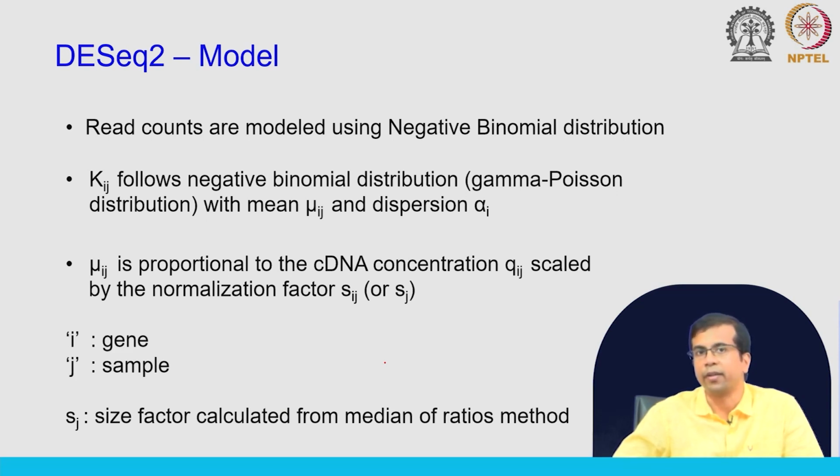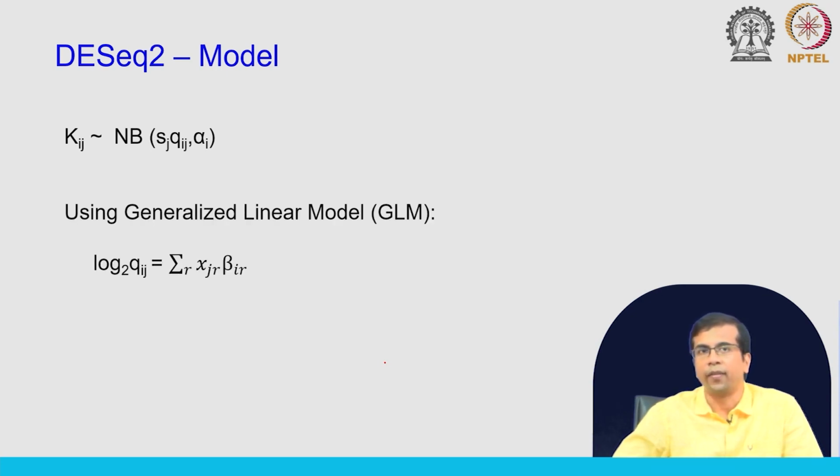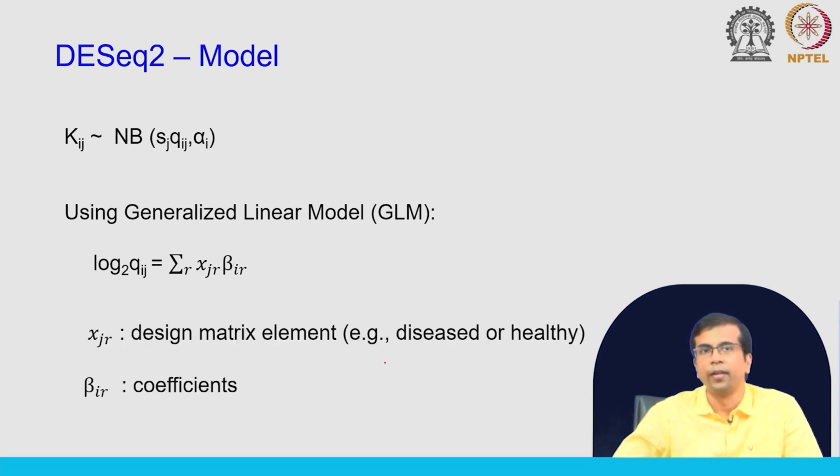So, sj is a size factor that has been calculated from the median of ratios method. This is the default, this is what DSEC2 will do. Just to put it in the notation, Kij follows negative binomial with these two parameters sj qij and alpha i. And using a generalized linear model, it tries to fit log2 of qij with the summation of xjr and beta ir. These beta are the coefficient values, and x are the design matrix elements.